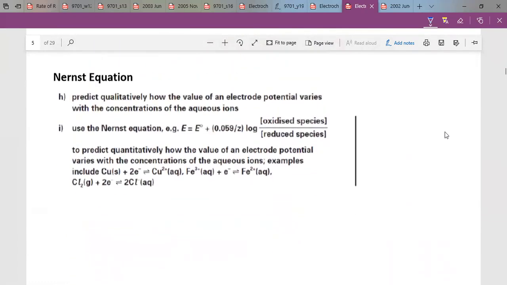Okay, now here is the starting point where the lesson is supposed to begin. Using that equation, we have talked about predicting qualitatively, not quantitatively, how the value of E naught changes the concentration. Then we use them to calculate with the next equation, to predict quantitatively. Quantitatively means how much the value of E naught will vary. We give a few examples here.